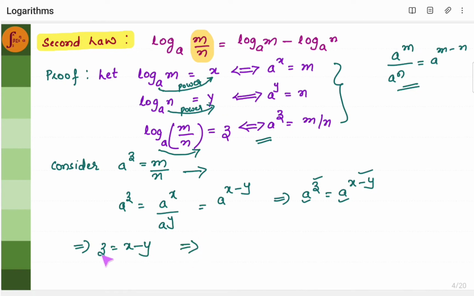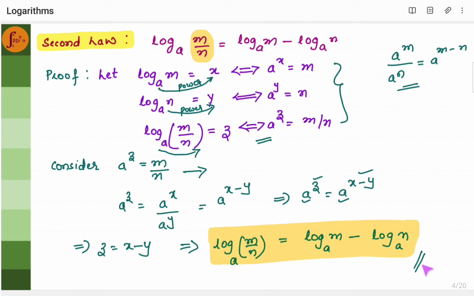Now, we will substitute z in the logarithmic form. z is this one: log m by n to the base a is equal to x. What is x? Log m to the base a, minus y. What is y? y is log n, this one, log n to the base a. So, we have proved this particular law.